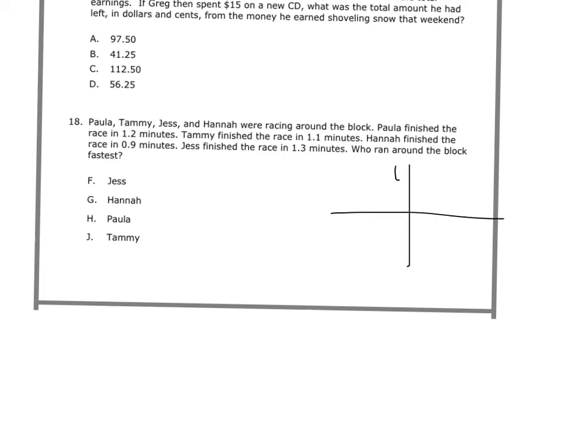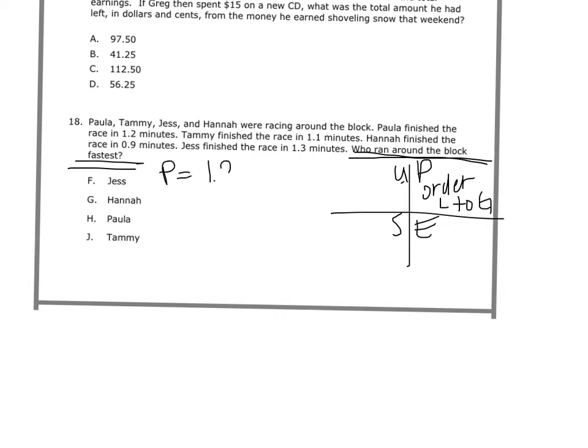So when we see this problem, we want to understand the problem. Who ran around the block the fastest? Okay, so let's make a plan. We're going to order the decimals from least to greatest or greatest to least. The fastest would be the smallest decimal number, least to greatest. So let's solve it. Paula was 1 and 2/10, Tammy in 1 and 1/10, Hannah in 9/10, and Jess in 1 and 3/10 minutes. And who's the fastest here? The smallest decimal is Hannah.